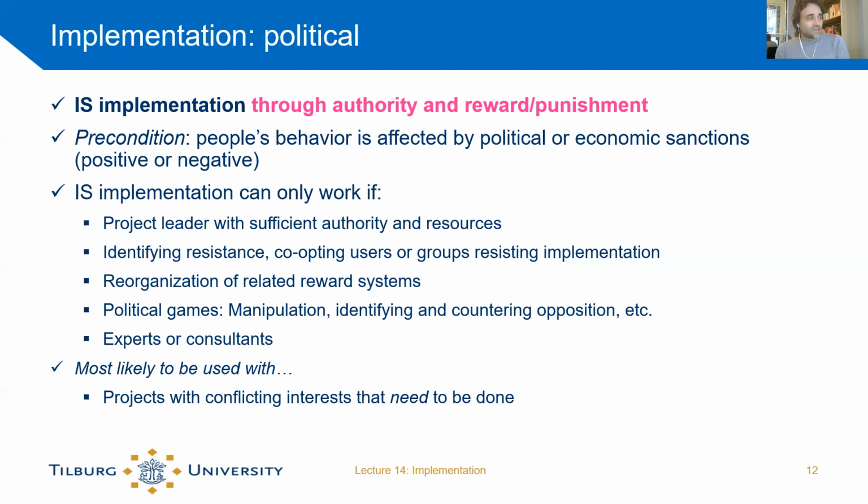Well, you can use other tactics as well. For example, identifying resisting groups and co-opting users or groups resisting implementation. So simply finding people who resist change in the organization and forcing them to adopt an innovation, or firing those people, or involving those people in the project planning, so you take away resistance. So all kinds of nasty tactics you can employ to make people do what you want. And that's the political implementation strategy.